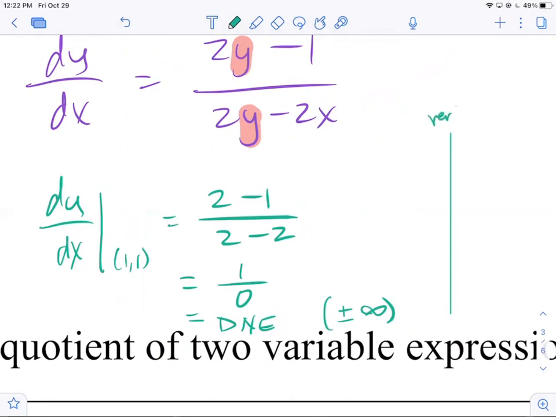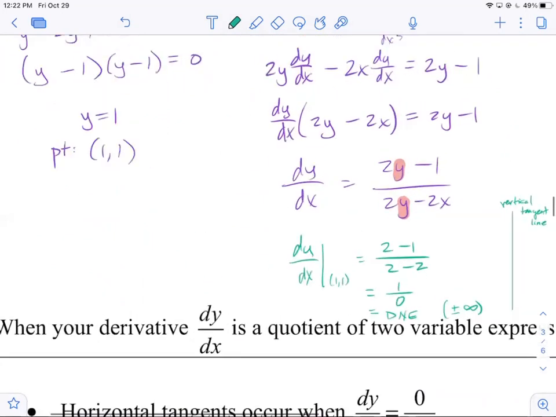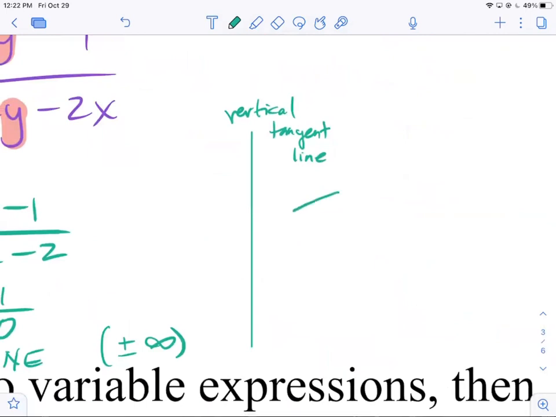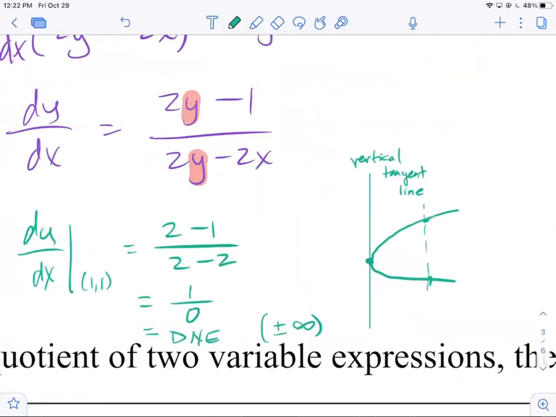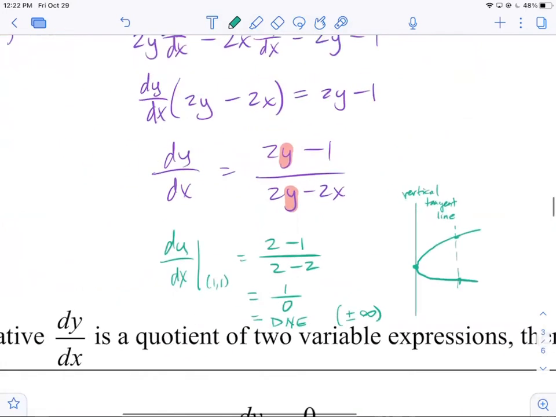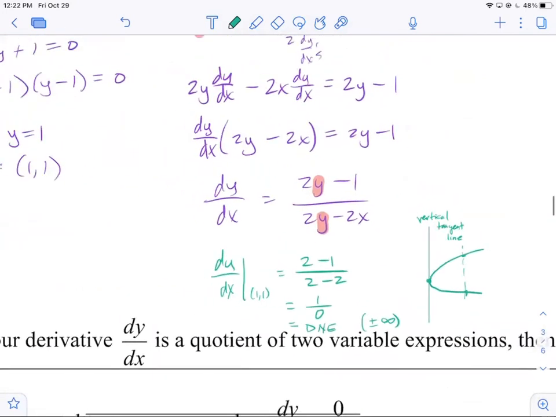Vertical? Yeah. We have a vertical tangent line. And that is consistent with what I just said, right? The root was y minus 1 squared. So instead of bouncing off an x-axis, it's going to do this. So right there, it's where it turns around. And normally there would be two values of y. But in this case, there's only one. So that would be the answer. The answer would be some type of infinity or DNE.